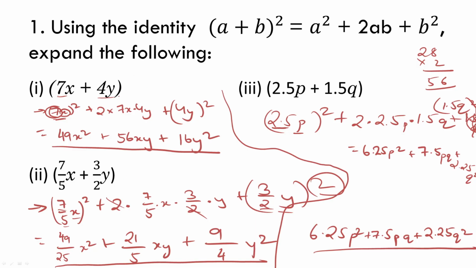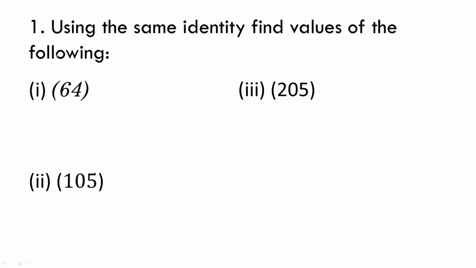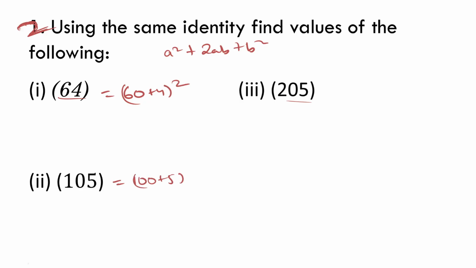Now let's look at the second question. So this is question number 2. Using the same identity, find the values of the following. So how can we solve these? Using the identity that we used before, a square plus 2ab plus b square. We can write this as (60 + 4) whole square. We can write this as (100 + 5) whole square. We can write this as (200 + 5) whole square.